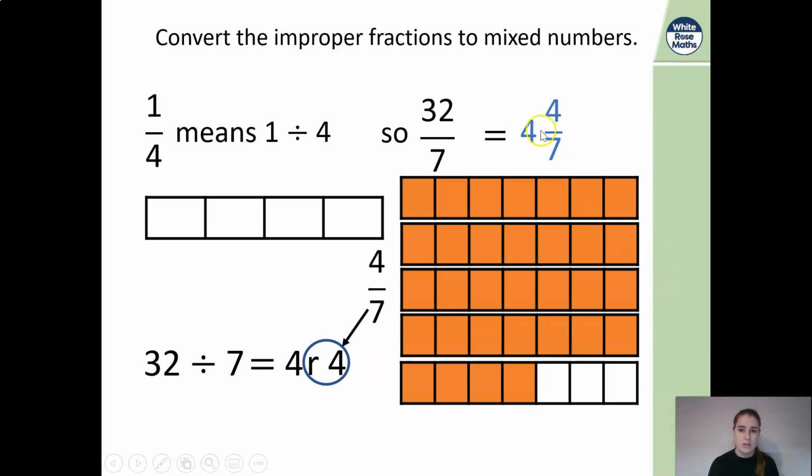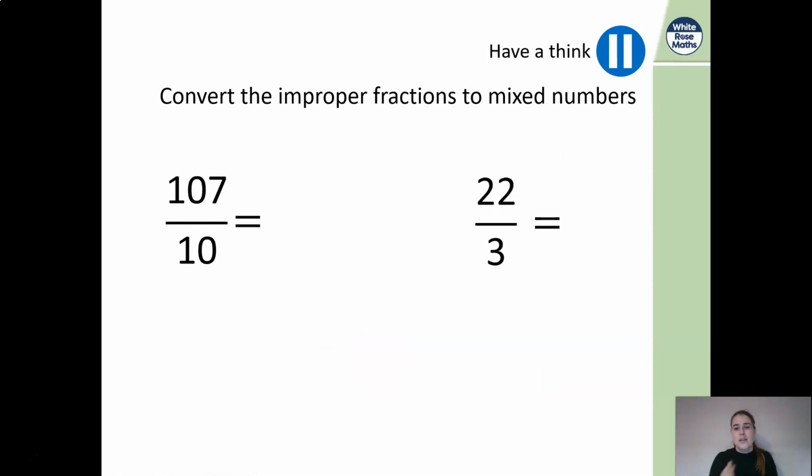You can see there, if I just wrote a little r as a remainder, it'd be 4, remainder 4. So it's exactly the same as how you would divide it using remainders. Then you just turn that last part of your remainder into a fraction. And your denominator will be the same as what you've already been dividing by. And your numerator is just how many you've got left over. Okay, so let's see if you can convert these improper fractions into mixed numbers.